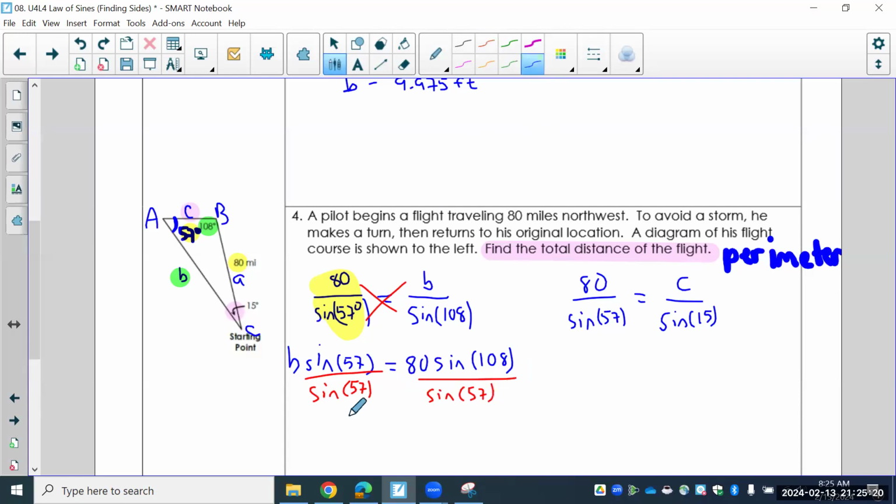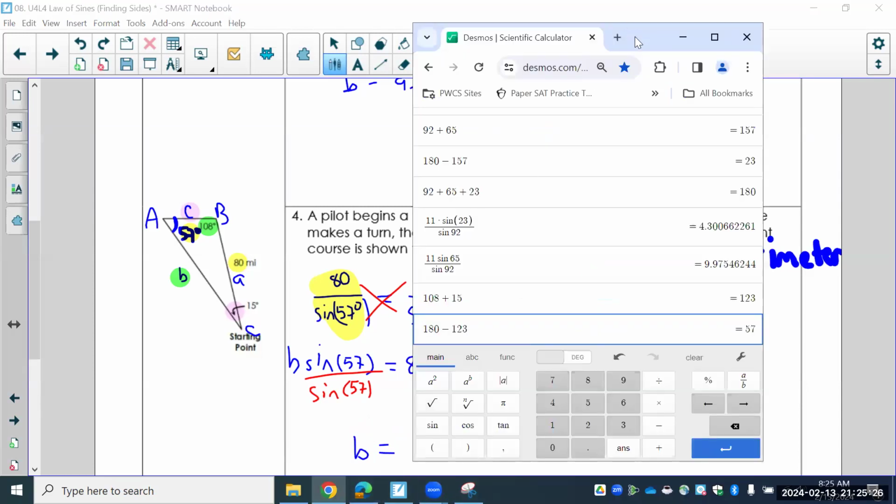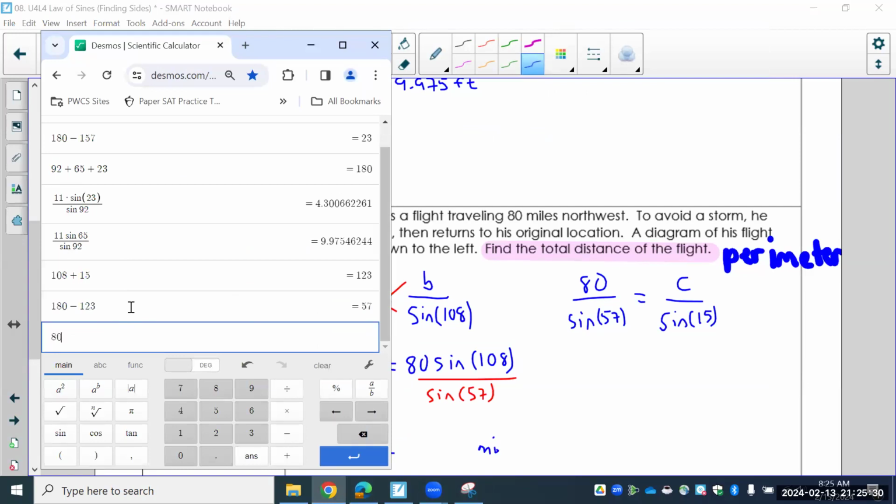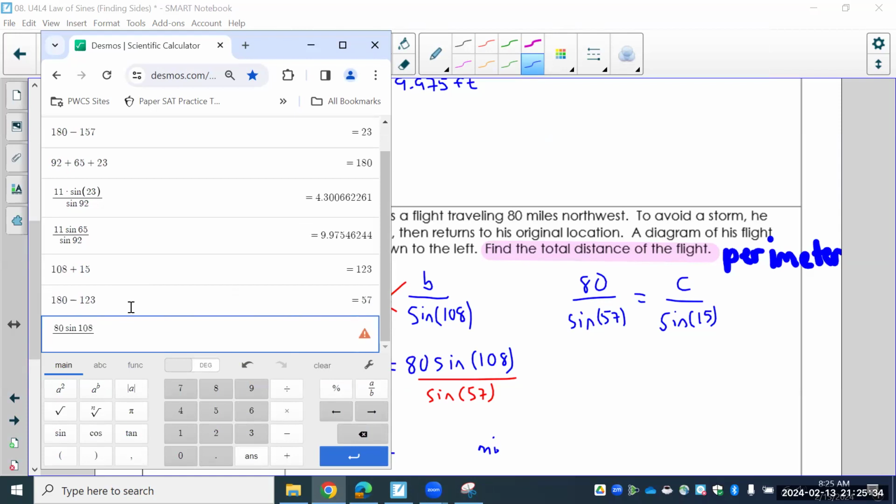Thinking about units before we write it down, sometimes it's good to put the units in. This is going to be miles, whatever we get. All right, so let's see. So we're going to type in here 80 and then divide it by sine of 108. Going to divide, make sure it didn't do anything weird with the division, and then sine of 57, and that gives us 90.720 miles.